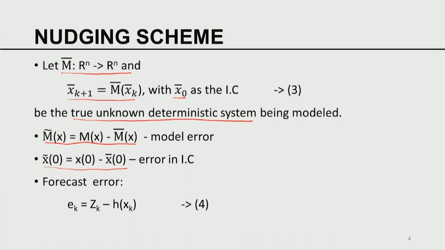M tilde x is equal to mx minus m bar x, that is the model error. X tilde 0 is equal to x of 0 minus x bar 0 is the error in the initial condition. So if I use m as the model to generate the forecast xk, xk is the forecast generated out of the model m, m may have errors, zk is the observation coming from measurements of the real world. So ek is the forecast error as given in 4.